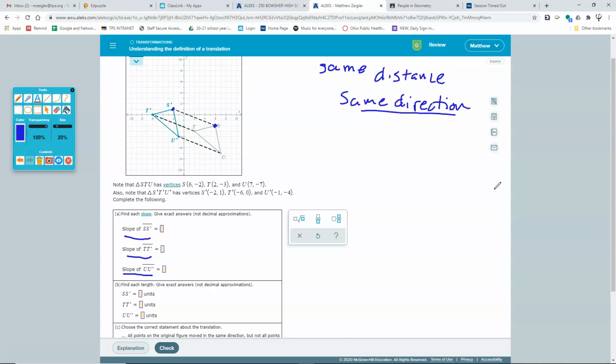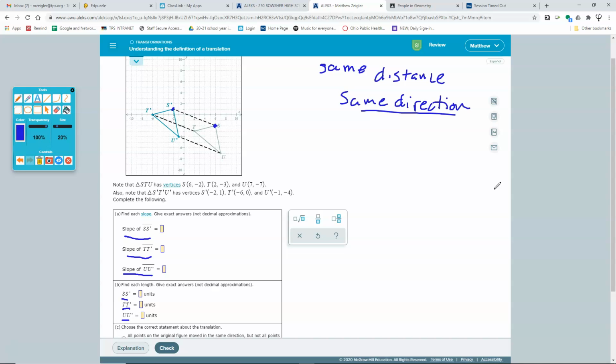Down here, same for length. We're supposed to find, well, how far is it from S to S prime? So how far is it from this point up to this point? How far did the translation move that point? Okay. And then don't waste your time trying to figure out the distance from T prime and U prime, because they're all the same. Also save yourself some time and do Pythagorean theorem. So let's do that.